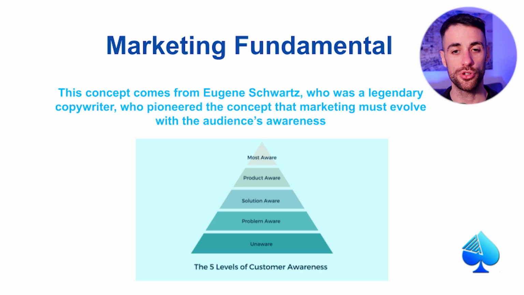The concept comes from Eugene Schwartz, who was a legendary copywriter who pioneered the concept that marketing must evolve with the audience's awareness level. So you see here the triangle, and this is exactly what's happening on Meta. You have a large pool of people who are unaware of the problem or the product or the brand. You then move down to a smaller pool who are aware of the problem, but not any solutions or any products. Then you have the smaller pool who are aware of the solution, then the product, and then finally the most aware, people who are aware of your brand and your specific offering, okay? So you're moving really the opposite way. You're starting on the small pool and you're getting larger and larger as you scale.